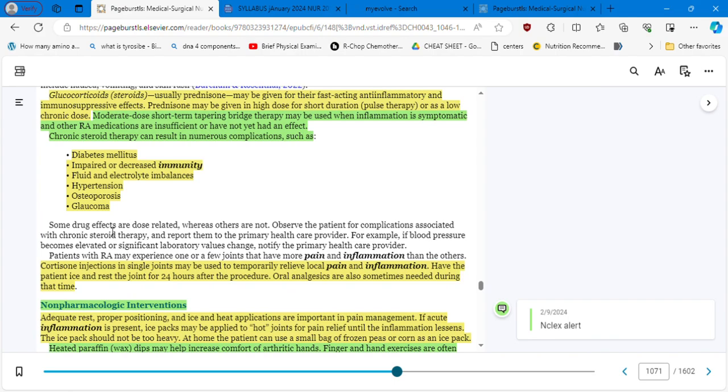Okay. Cortisone injections in single joints may be used to temporarily relieve local pain and inflammation. Have the patient ice and rest the joint for 24 hours after the procedure. Oral analgesics are also sometimes needed during that time.